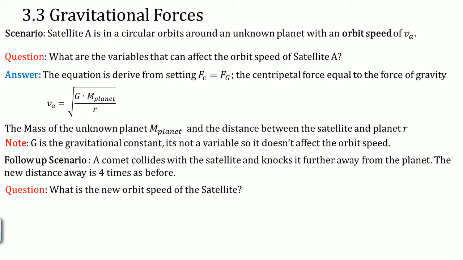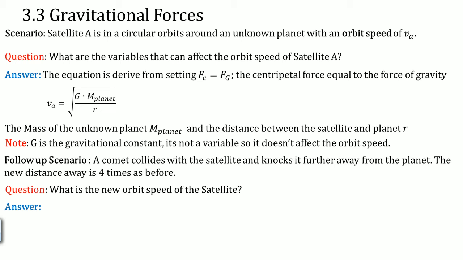Here's a follow-up scenario. A comet now collides with that satellite and knocks it further away from the planet. The new distance away is 4 times as before. What is the new orbital speed of the satellite?